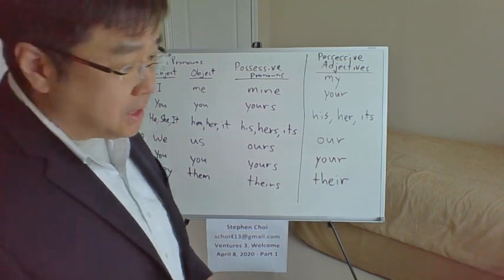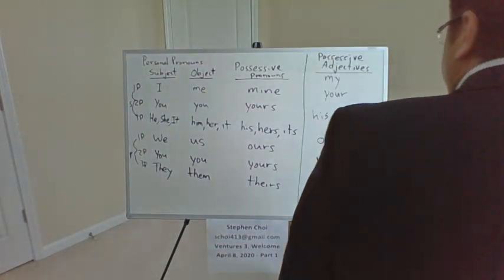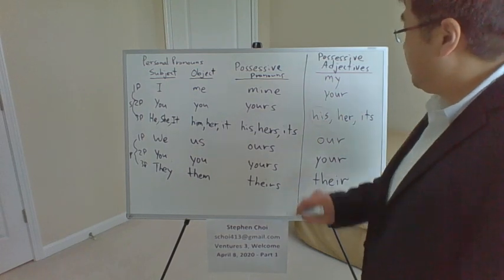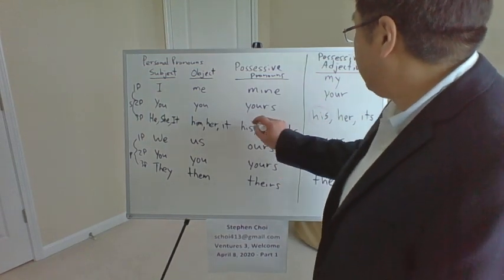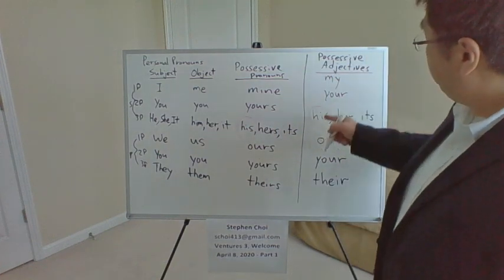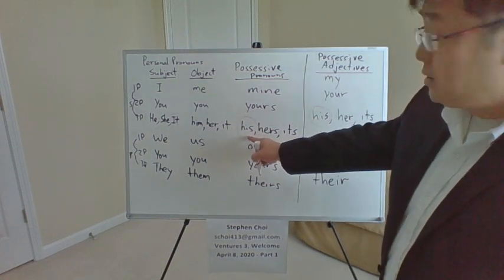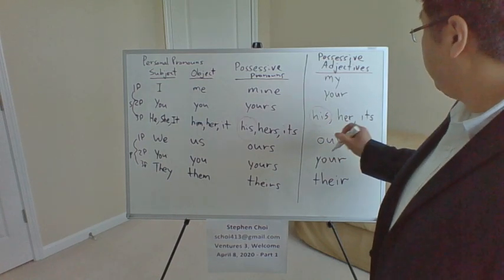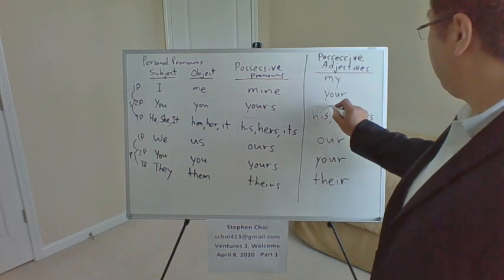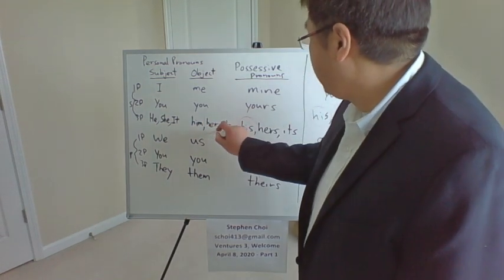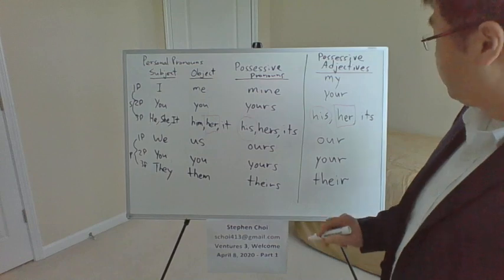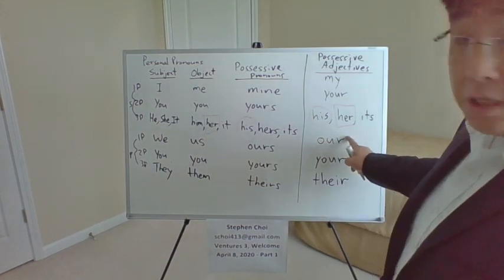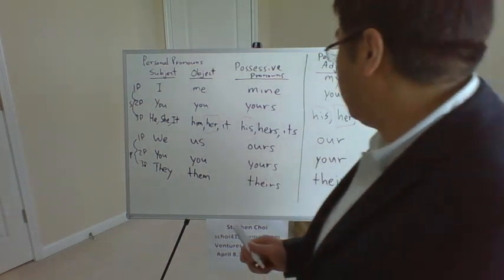Okay? Now, as I said, this can be confusing. Look at this here. See? The his here, and his there. So remember, this is a pronoun here, but this is an adjective. And then you got her here, and then you got her there. So it can be confusing. So this her is an object pronoun, but here it is a possessive adjective.